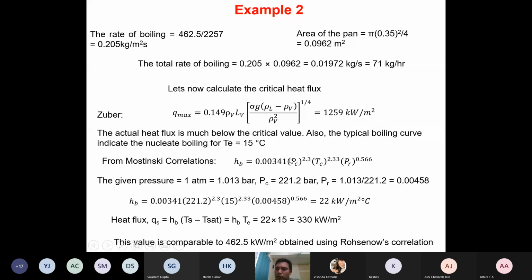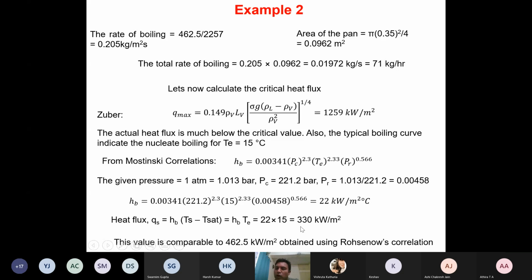All the values are known. PR we have calculated. T is given as 50.1. Put it in this particular correlation. Coefficient is around 22 kilowatt per meter square degree Celsius, and the heat flux is given as HB into TS minus Tsat. So that is basically HB into delta T is given as QS. So delta T is 50 degrees Celsius. If you put it here, it comes around 30 kilowatt per meter square.